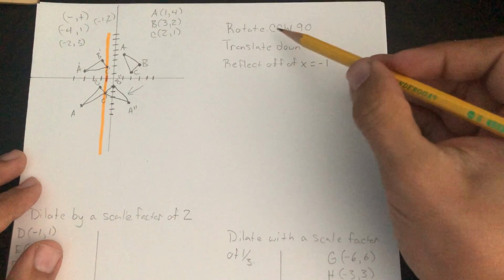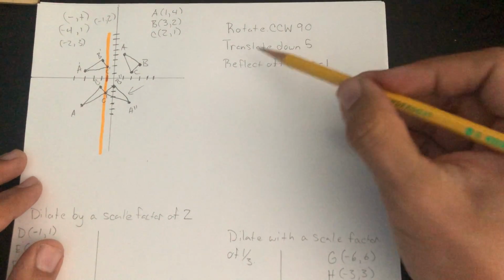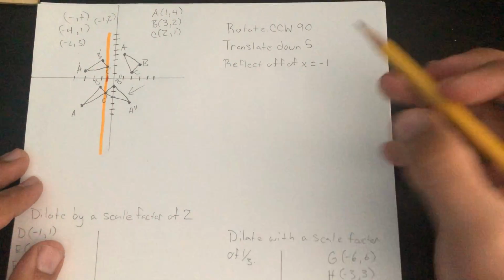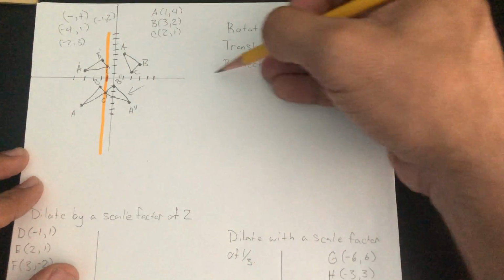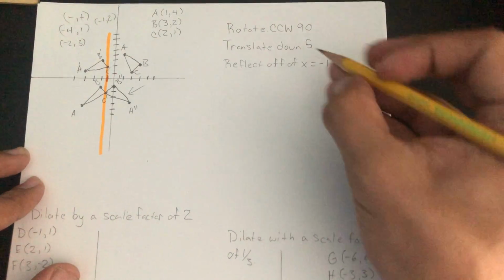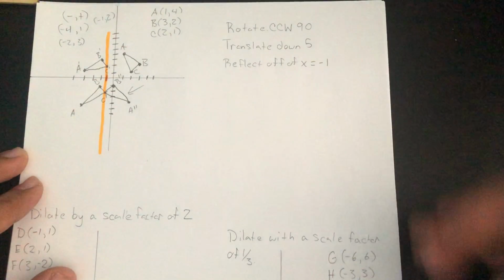After doing a rotation counterclockwise of 90 degrees, translation down 5, and the reflection off of x equals negative 1. If they say x-axis, it's going to be this. If they say y-axis, it's going to be this. But if they ask for a specific spot like this, you have to go through that without going through anything else.